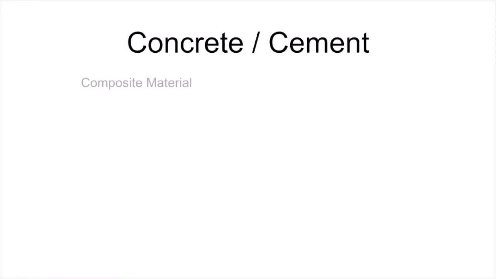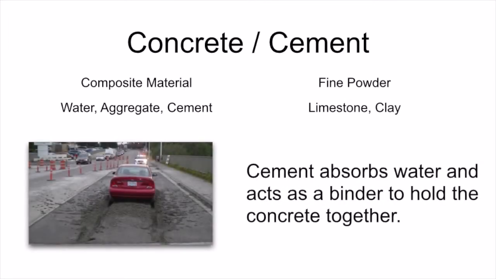The primary difference between concrete and cement is that concrete is the composite material made of water, aggregate, and cement. Cement is a very fine powder made of limestone and other minerals, which absorbs water and acts as a binder to hold the concrete together.